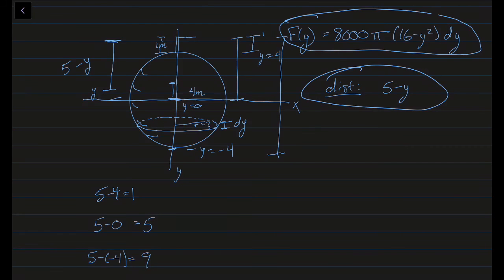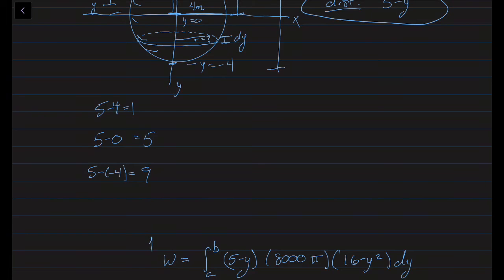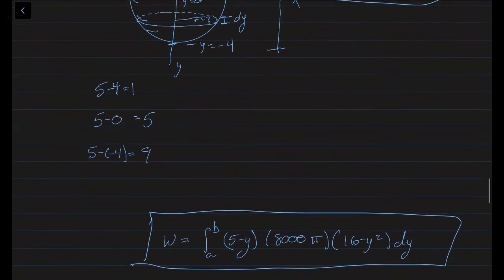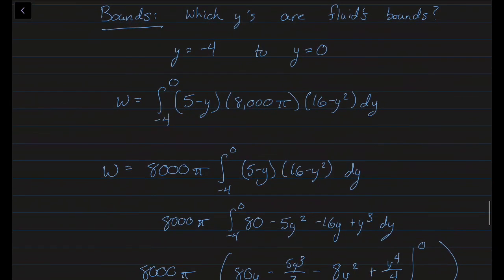Our force function is 8,000 pi times 16 minus y squared dy. And that tells us that our work function is the integral from a to b of 5 minus y times 8,000 pi times 16 minus y squared dy. So all we really need now is to figure out what our a and b are.